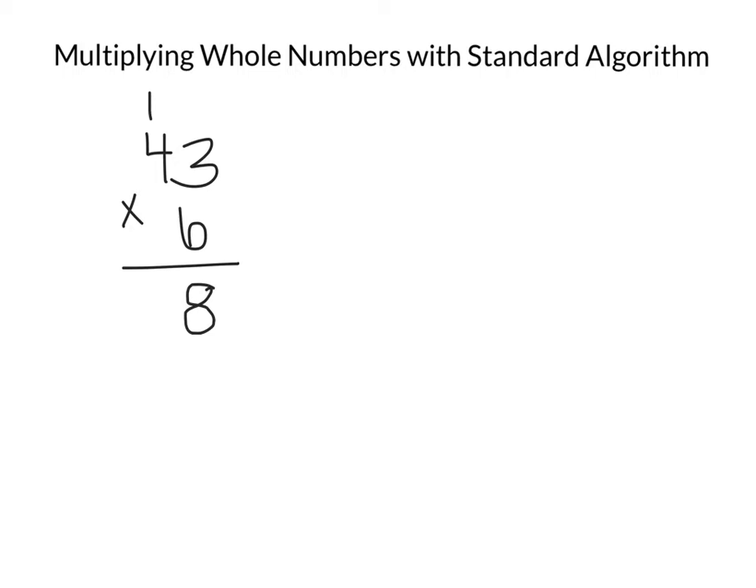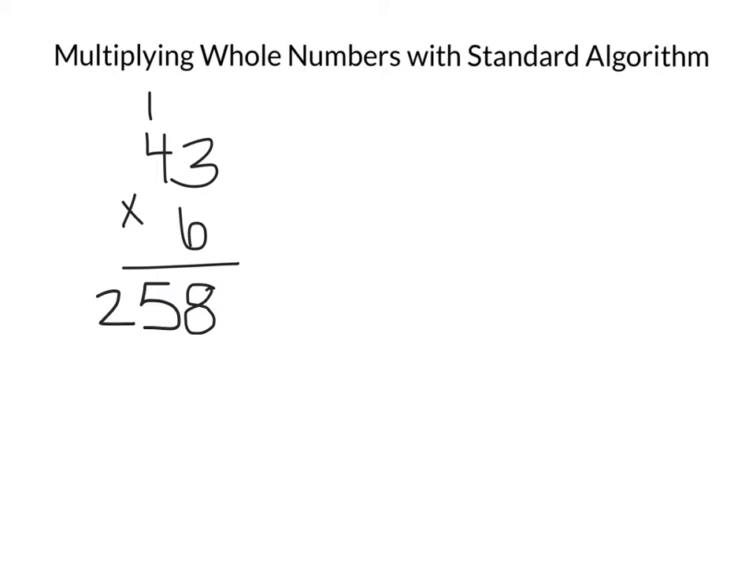My next step is to then multiply 6 times 4. I get 24. Now I have to add the 1, so I get 25. Because I don't have to multiply anymore, I put 25 down there, and that is my answer. 258.